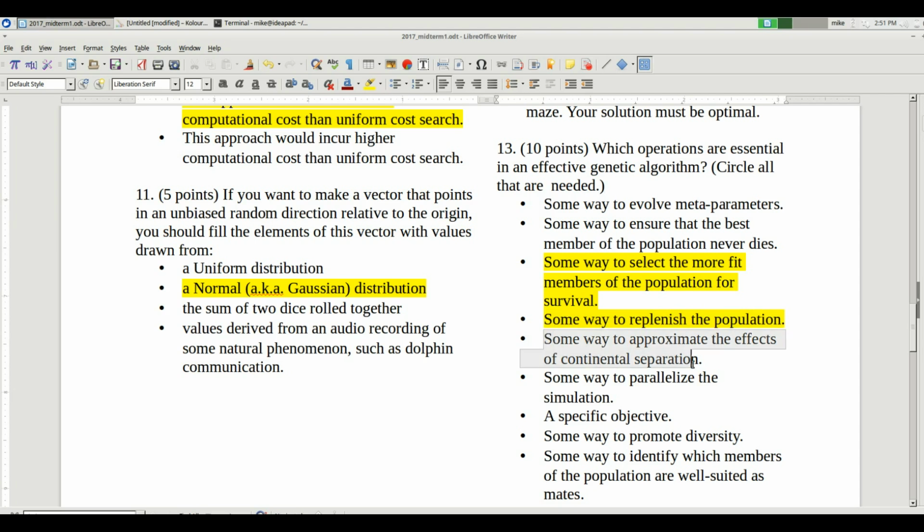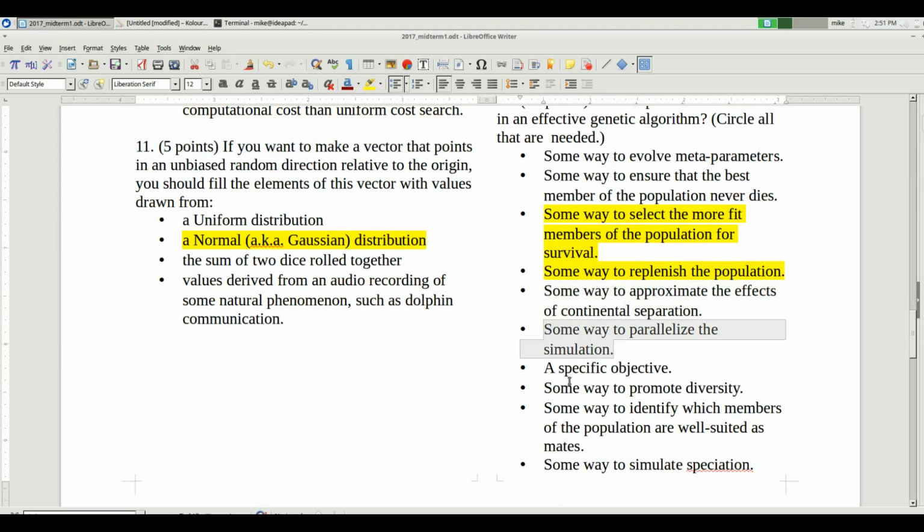Finally, some way to approximate the effects of continental separation. Good idea. Does it have to be parallel? No, but it's better if it is. Do you need a specific objective? Yeah, that's true. Does it have to be a specific one? So I know I'm going to get torn apart on the technical debates about this one. I think the word that stood out here was specific. And you do have to have it coded up, which in some ways means it has to be formalized. Does that mean it's specific? Kind of, yeah. You do have to have a specific way of deciding which ones are better.